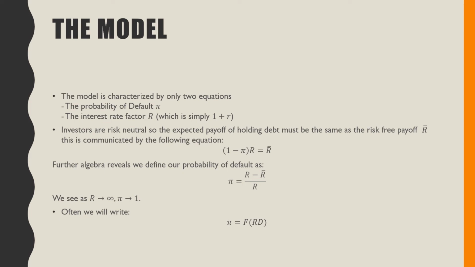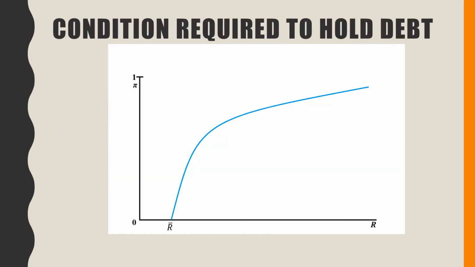So in order to start thinking about the implications of our short little model, let's draw some pictures. The first picture I want to show you is this condition required to hold debt, where we have our R bar here, that is our risk-free rate. And we see that in order to hold debt, given your likelihood of default pi, you're going to require more and more and more. And this is going to be a concave shape that we have here.